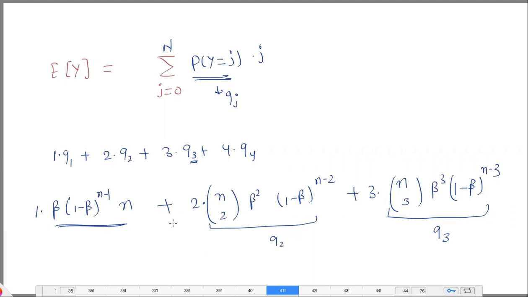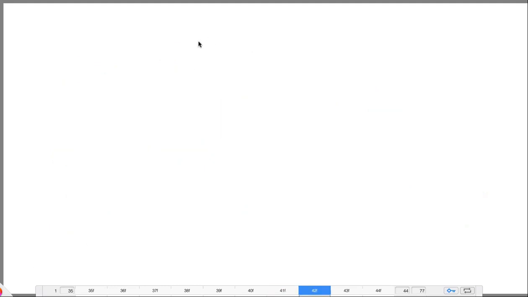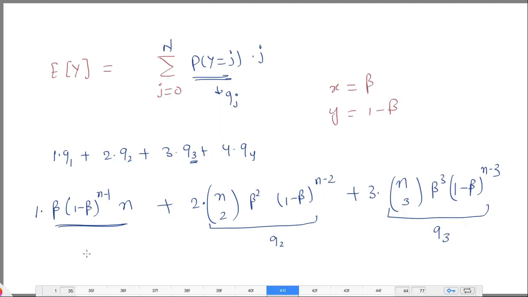Okay, so now you need to solve this. Can you solve this? Let me just take x as beta and y as 1 minus beta. We have actually solved these kinds of equations in data structures also. So it is basically x into y power n minus 1 into n, plus 2 into nC2 into x square into y power n minus 2, right?